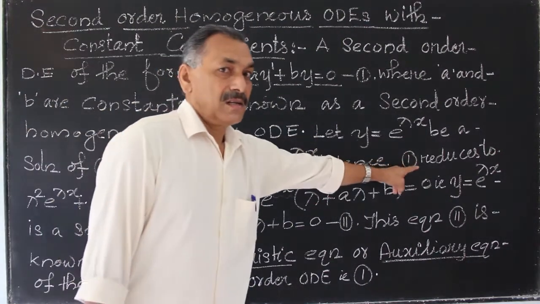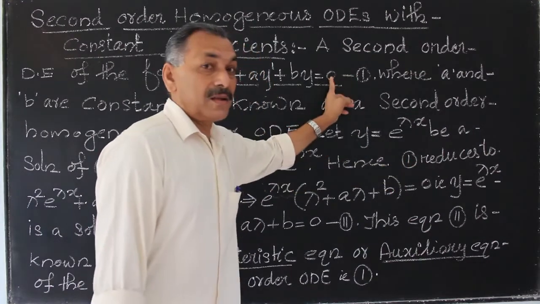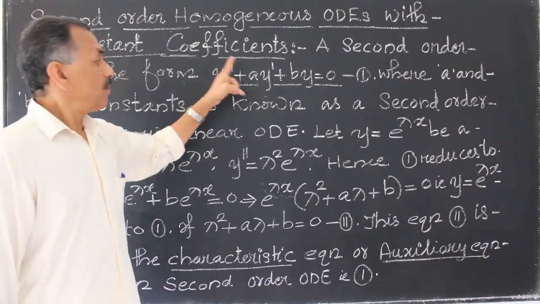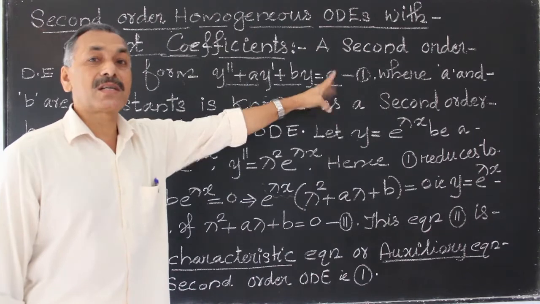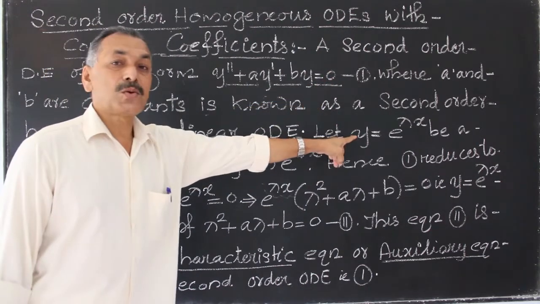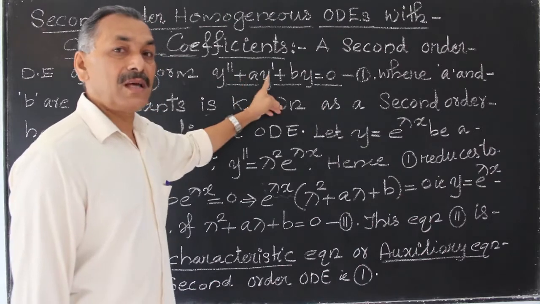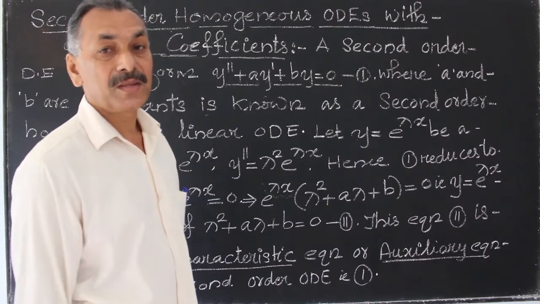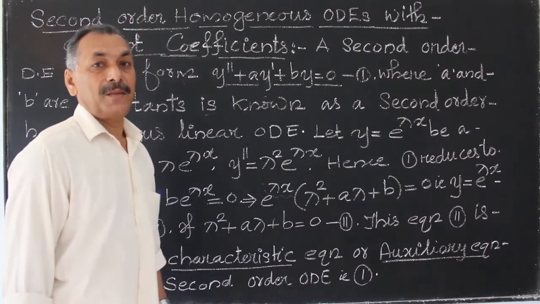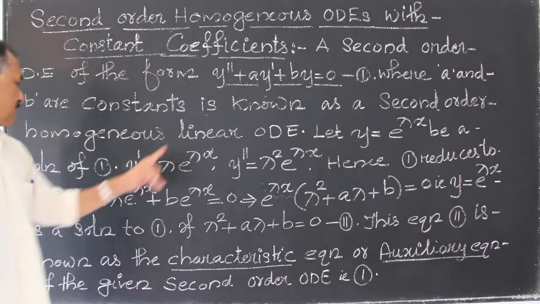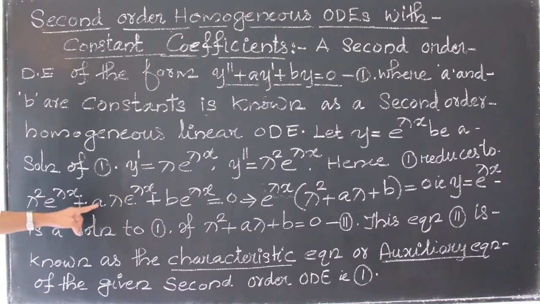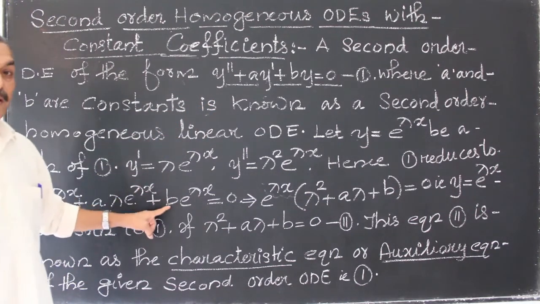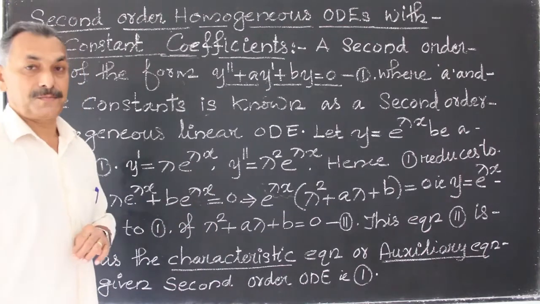Hence the given equation 1 reduces as follows. We substitute the values of y double dash, y dash and y here, and it must equal 0, since this is a solution. Then equation 1 reduces to y double dash, that is lambda square e raised to lambda x, plus a into y dash, where y dash is lambda e raised to lambda x, plus b into y is equal to 0.